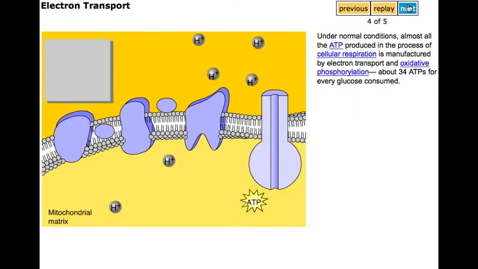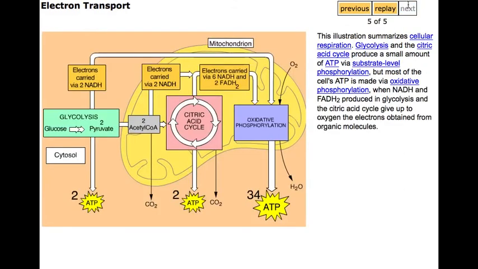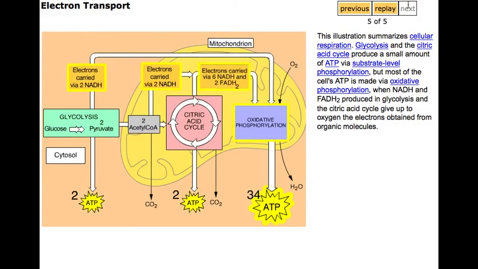Under normal conditions, almost all the ATP produced in the process of cellular respiration is manufactured by electron transport and oxidative phosphorylation, about 34 ATPs for every glucose consumed. This illustration summarizes cellular respiration. Glycolysis and the citric acid cycle produce a small amount of ATP via substrate-level phosphorylation, but most of the cell's ATP is made via oxidative phosphorylation, when NADH and FADH2 produced in glycolysis and the citric acid cycle give up to oxygen the electrons obtained from organic molecules.